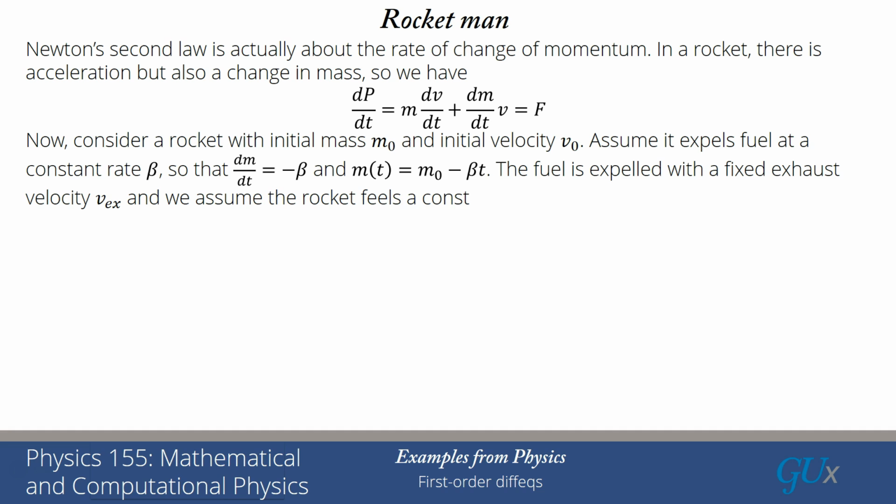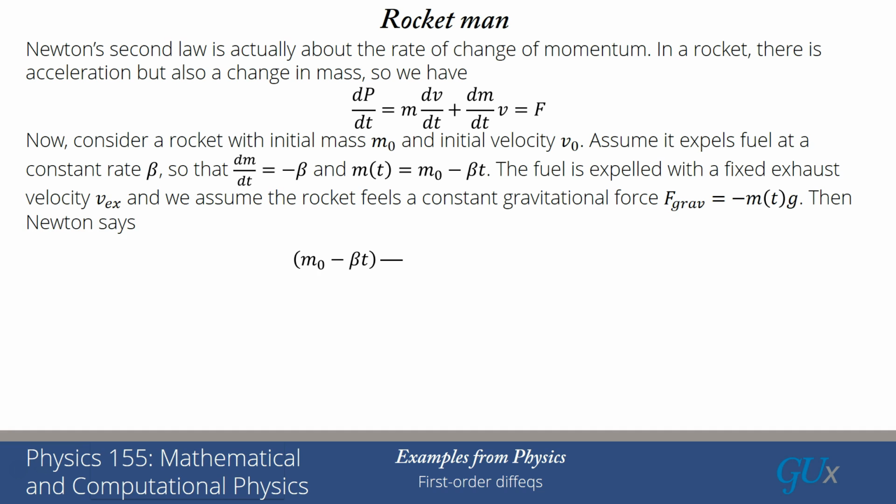And the fuel is expelled with a fixed exhaust velocity v exhaust. Finally, we're going to assume the rocket feels a constant gravitational force equal to minus m of t times g. Then we can put this all together into Newton's equation. We're going to get the mass as a function of time, m0 minus beta t, times dv/dt, minus, so dm/dt is minus beta, and notice here we're multiplying by v exhaust, not v.